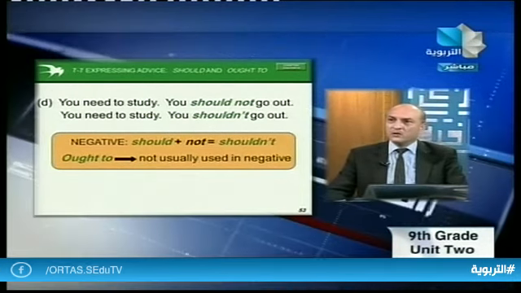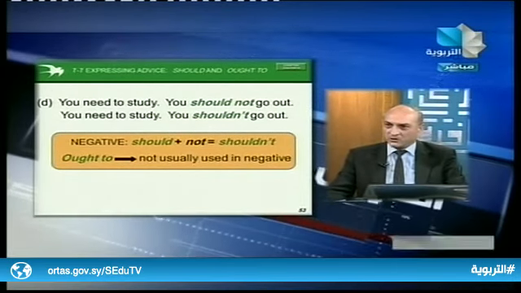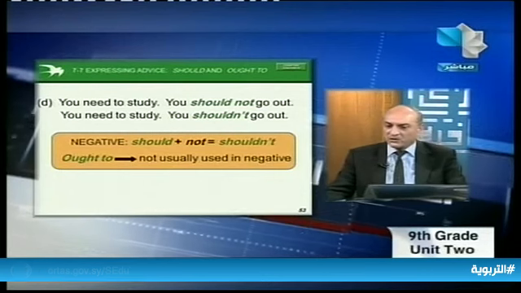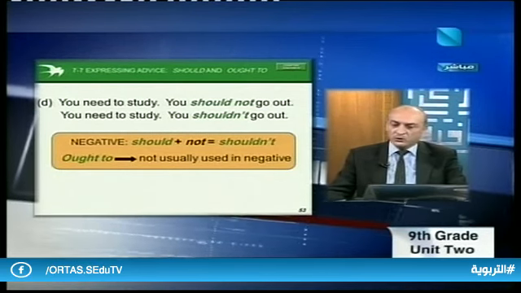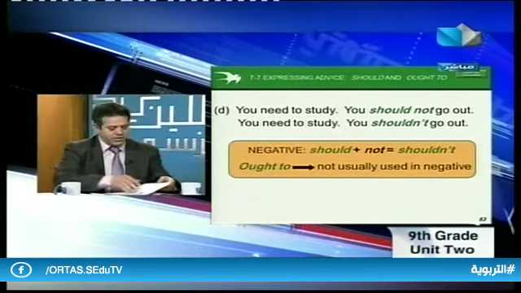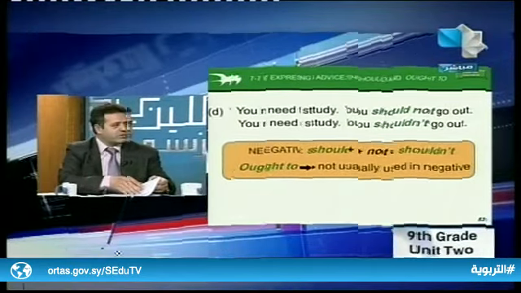Can we use not with ought to? No, it's wrong to use it. Ought to is not usually used in negative form. It cannot be used in negative form.